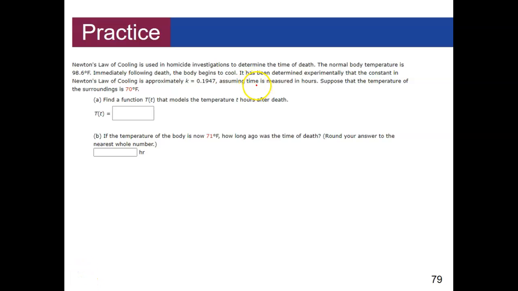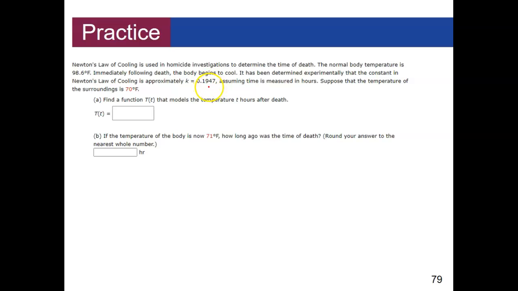I wanted to include this problem because a lot of times we think that the math that we're doing doesn't have practical applications, but if you are into forensics, forensics uses Newton's law of cooling a lot. Here, Newton's law of cooling is used in homicide investigations to determine the time of death. The normal body temperature is 98.6 degrees. Immediately following death, the body begins to cool. It's been determined experimentally that the constant of Newton's law of cooling is approximately this.